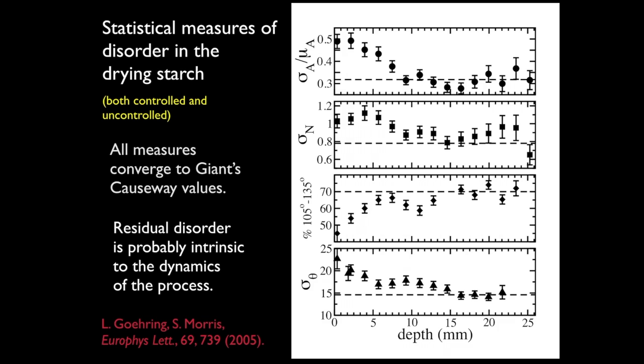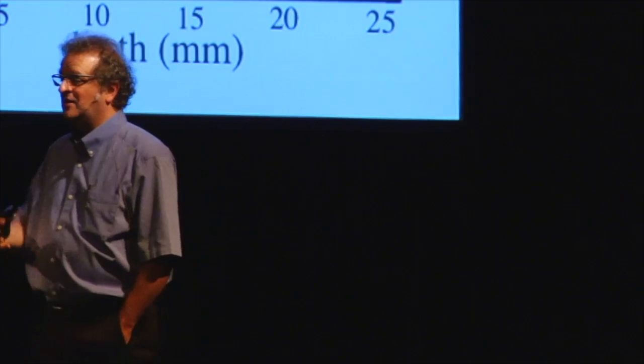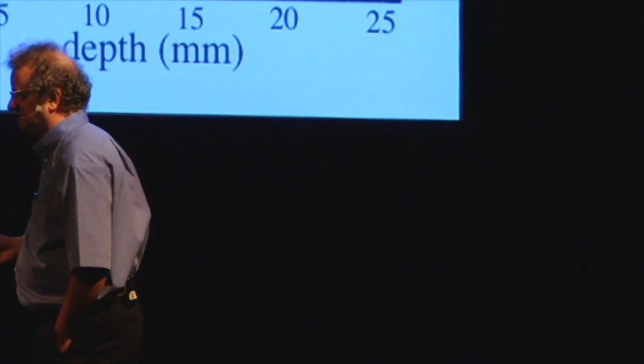What you find is that the Giant's Causeway is pretty far from being ideally ordered. There's a pretty broad distribution given by these dotted lines, but the starch starts out more disordered than that. It starts out more like a mud crack pattern, and then it evolves toward the Giant's Causeway values, and it basically plateaus at those values. So it does not continue to become perfectly ordered. It's not getting more and more ordered. It orders for a while until it reaches roughly the statistical ordering of the Giant's Causeway, and then it sticks there.